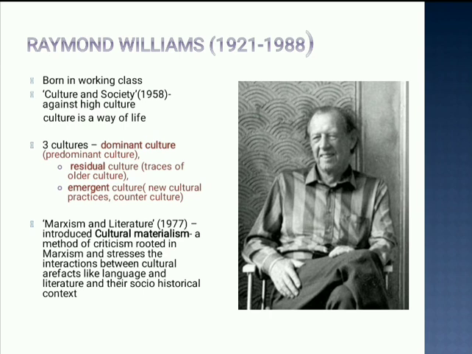Now, Williams, in his work Marxism and Literature, which was published in 1977, introduced the term cultural materialism, which is a method of criticism rooted in Marxism and stresses the interactions between cultural artifacts like language and literature and their socio-historical context. Language and literature should not be understood in isolation, but in the historical context in which they were developed. So this term, cultural materialism, is really important for cultural studies.